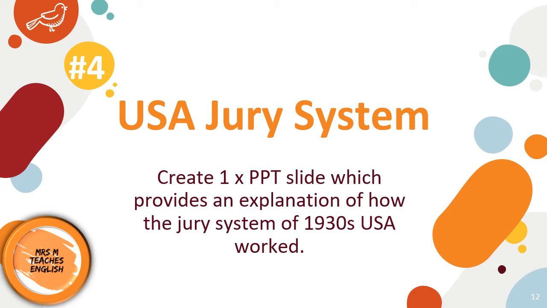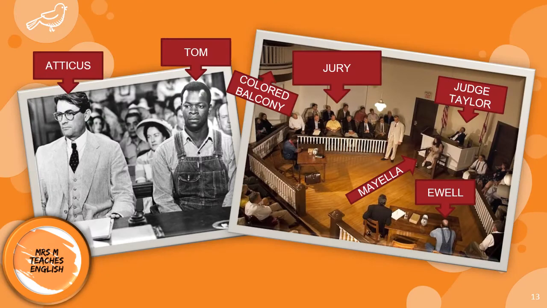Those of you with topic 4 will investigate the jury system of the United States in the 1930s. A central part of the plot of this novel is the defense of a black man, Tom Robinson, by a white lawyer, Atticus Finch. The jury system of the time has a bearing on the outcome of this trial.